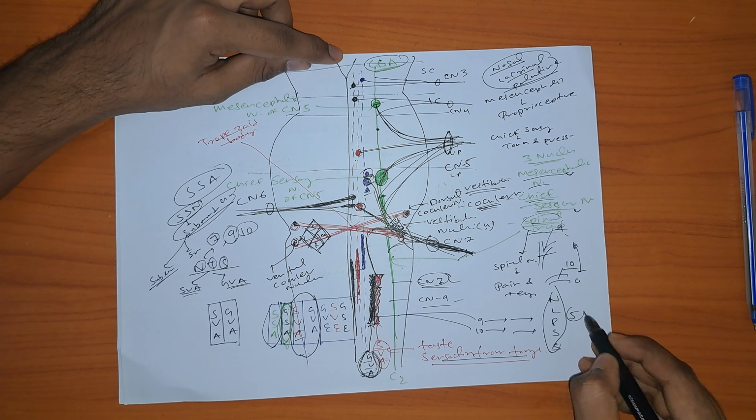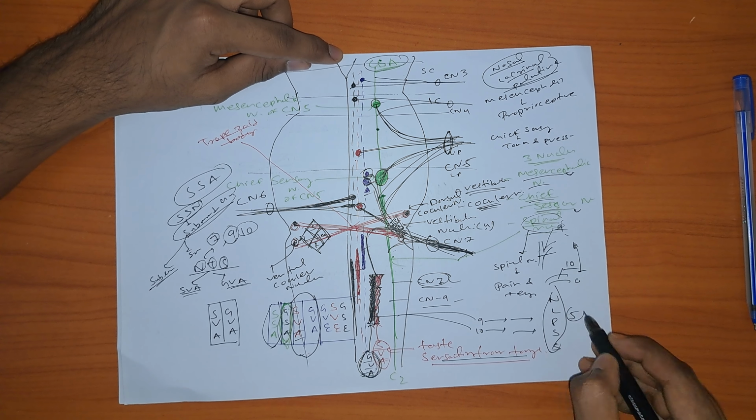So now after the facial nerve, we will talk about the 8th nerve. What is the 8th nerve? It is the vestibulocochlear nerve. It will carry the vestibular and cochlear nucleus. It is cranial nerve 8. It will carry the vestibular and cochlear nucleus, special somatic afferent.